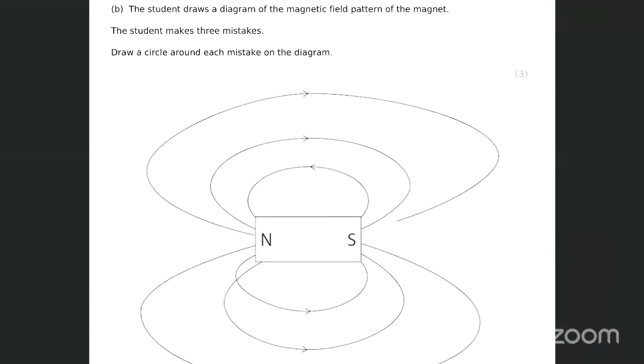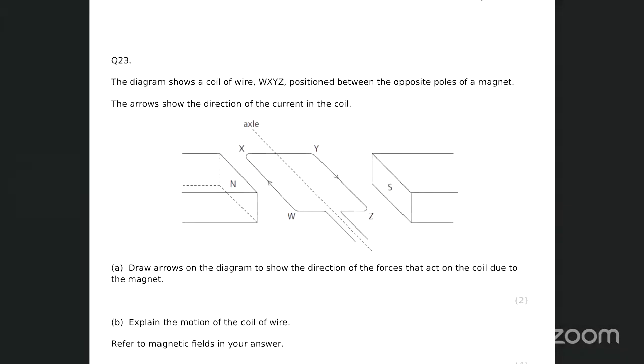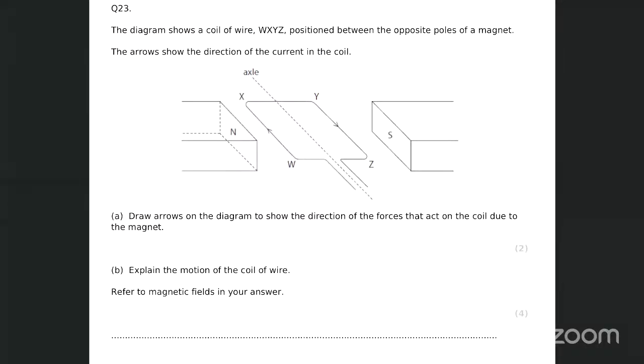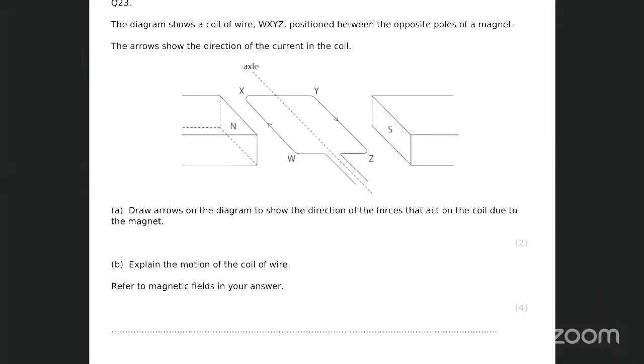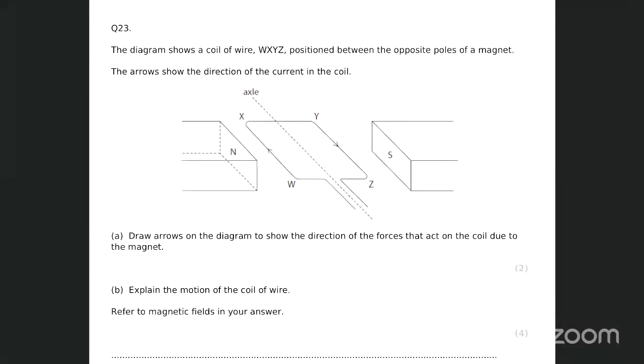I think we even discussed this as well. The magnetic field lines, right? And here also, the same type of question is given. They are asking you to explain the motion of the wire with reference to the magnetic fields. Shall we complete this section as well? So there's the current value given, magnetic field lines given. Draw arrows on the diagram to show the direction of the forces that act on the coil due to the magnetic field. So once again, you are using Fleming's left hand rule.